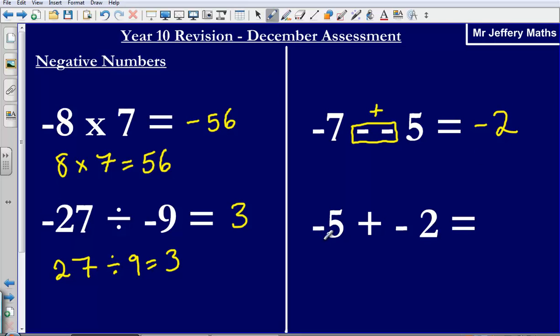Then this one here, I've got negative 5 plus minus 2. So again, I've got these 2 signs in the middle of my sum. If the signs are different in the middle, that gives me a negative. So I've got minus 5 minus 2, that gives me minus 7.